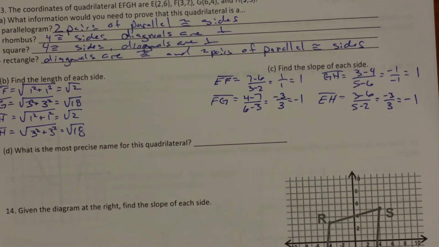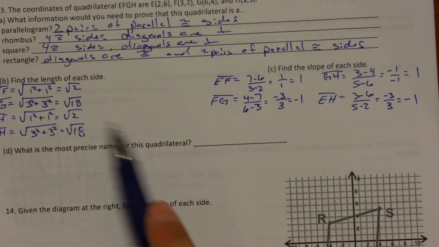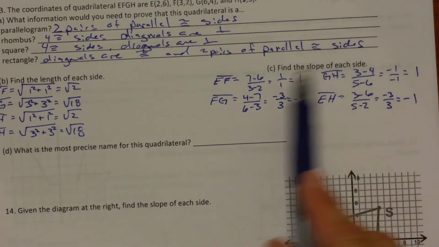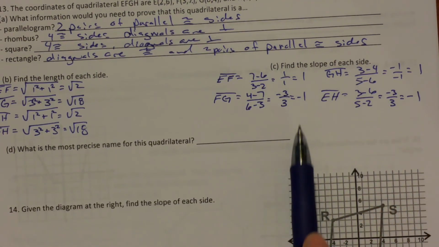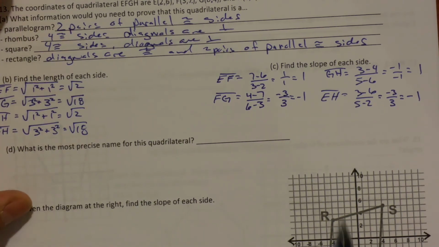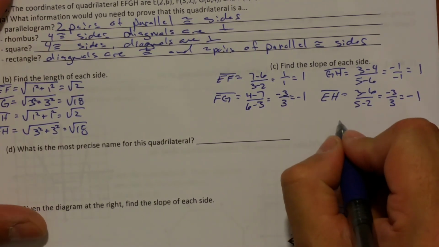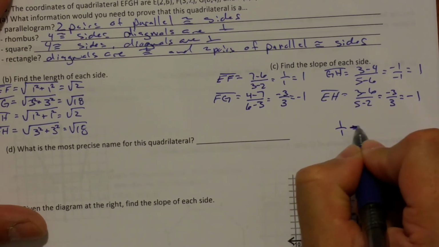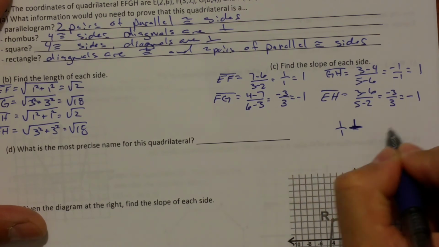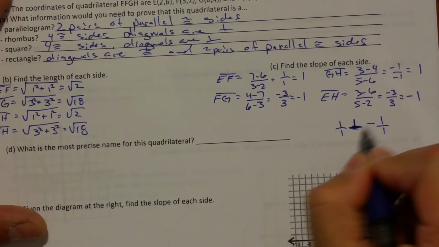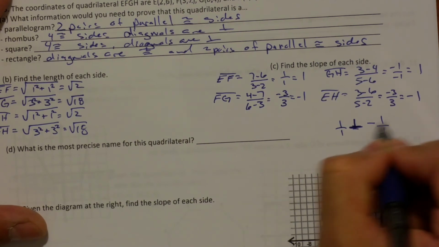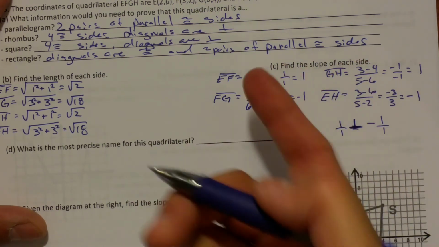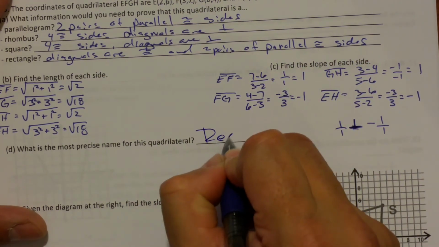So now, the information I have is that opposite sides are congruent. I have parallel sides here and here, parallel sides here and here, and then the slopes are going to be opposite reciprocals of each other. So for them to be perpendicular, if this is 1 over 1, the opposite reciprocal is negative 1 over 1, flip it, which would give me negative 1. So those are perpendicular, so that means I am going to have right angles, so that makes this a rectangle.